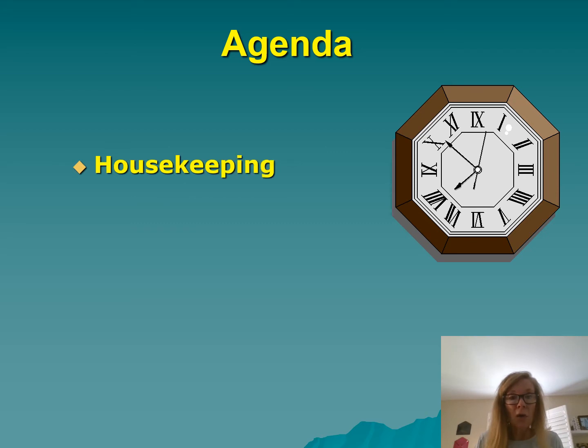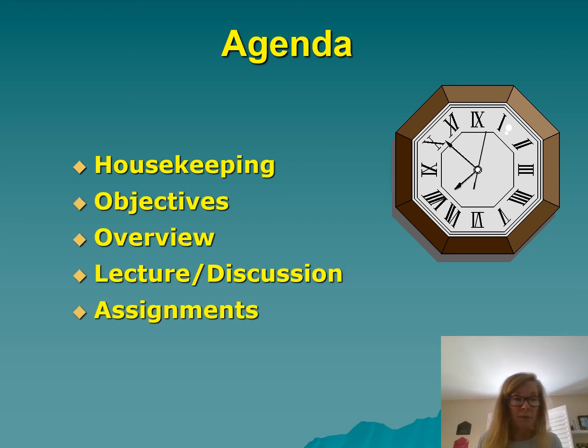All right, so here's the agenda as usual. I don't know why I have the slide in here, but I do have a couple of housekeeping things I want to talk to you about. And then we do have some objectives for this chapter. And then, of course, the overview of the lecture. And then assignments are just reading the chapter and doing the lecture listening checks, although there is not one scheduled for this part, but there is for part 2. So be looking for that.